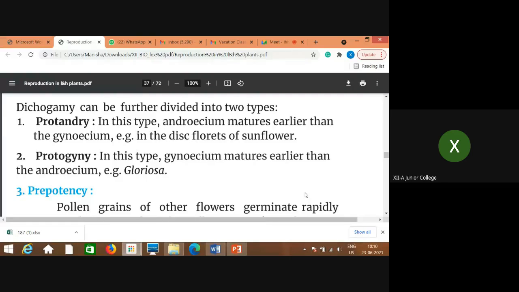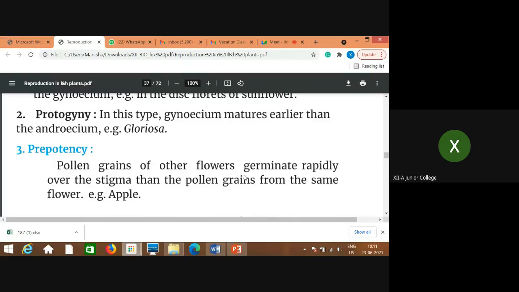Okay, and protogyny means what? Pro is again earlier, first. Gyne is what? Gynoecium. So gynoecium matures earlier than androecium. That is another case where you can understand that protogyny and protandry are the two different types of dicogamy. That means the maturation period of the male and female sex organs is different. In protandry, anthers, that means the male reproductive part, matures earlier than female, and in protogyny, female, that means gynoecium, matures earlier than the male reproductive part, that means androecium. So this is another way where only cross pollination is possible.